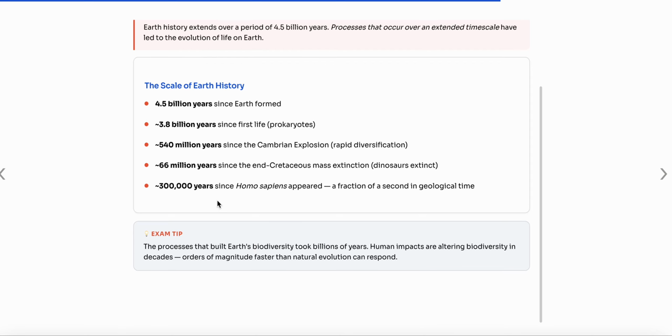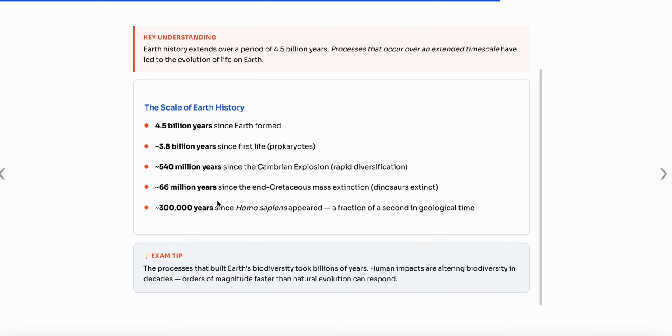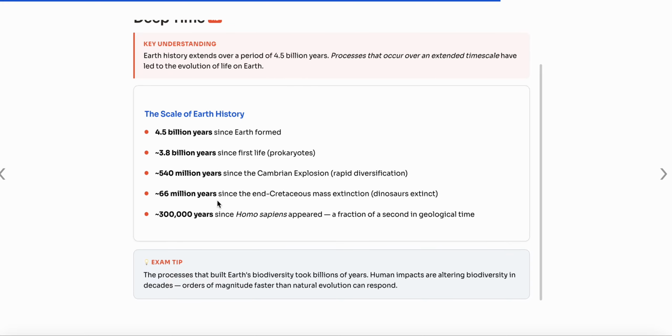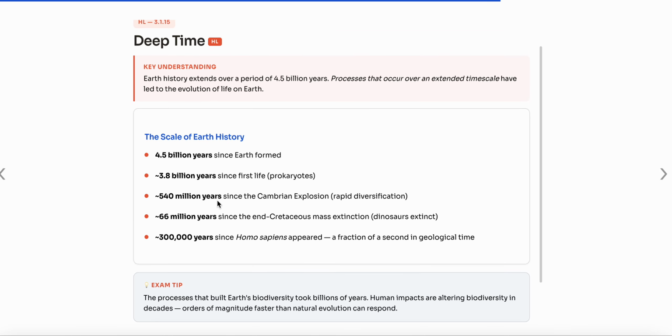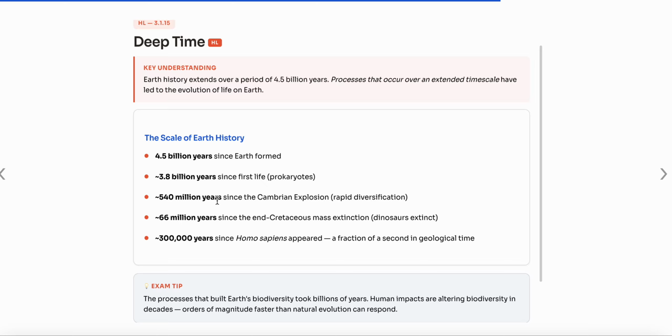So these are the processes that build biodiversity. It took billions of years, and human impact is altering this biodiversity in decades. So the rate at which this is happening is very fast because of human impact, compared to how long evolution actually took.